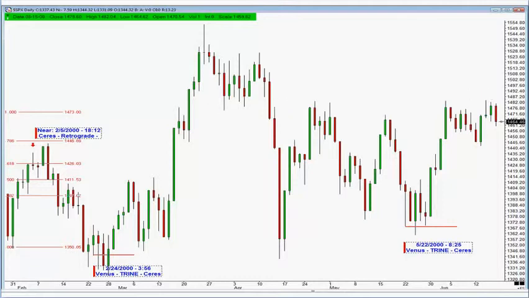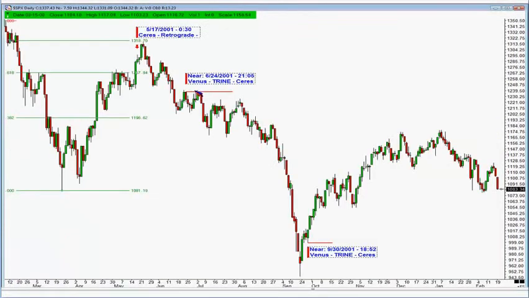Let's take a look at, again, so we've got the Ceres in retrograde up here. Then the next aspect that we've got with Venus trine Ceres makes a move down here, moves up just a little bit, and what does it do? Just continues a big move down. And then where we come off of the lows here, within just a few days, we've got Venus trine Ceres, and it's made a nice move up here. Let's continue on.